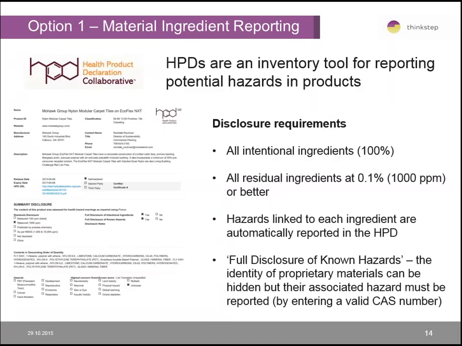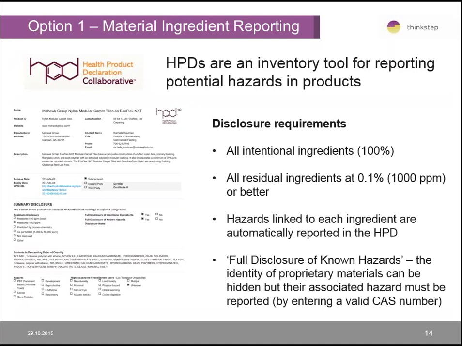This option 1 would be by conducting a health product declaration. An HPD is a fairly new inventory tool. The tool has been around for over a year, and they've recently released an updated standard. Currently, U.S. Green Building Council recognizes HPD version 1.0. So we'll probably have a few questions about what's coming with version 2, but for now, the LEED pathway is through V1, and there will likely be a change later down the line.